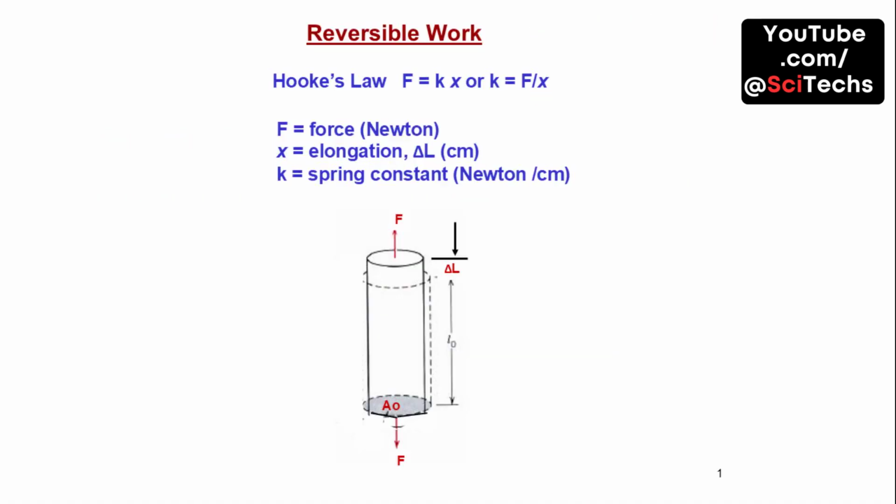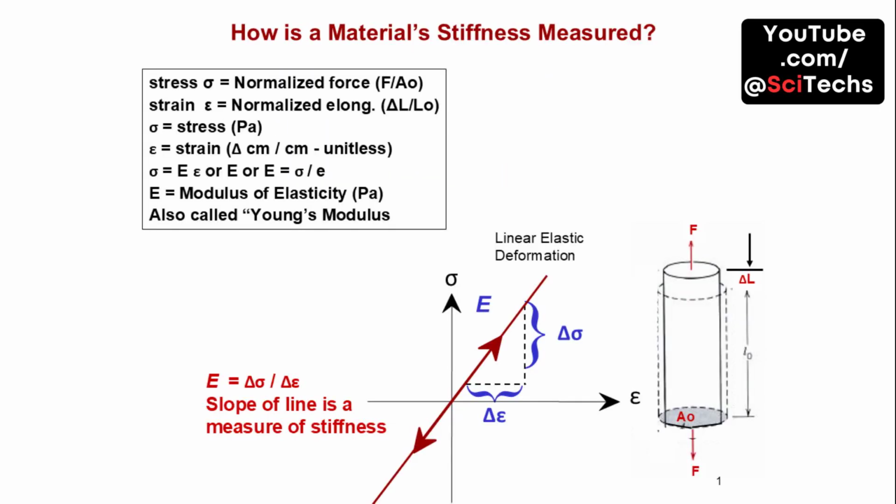Hooke's law states that force is proportional to elongation, represented by F equals kx or k equals F/x. This relationship helps us comprehend how materials respond to applied forces. Material stiffness is measured using stress and strain. The slope of the stress-strain curve, known as Young's modulus, indicates the stiffness of a material. This concept is vital for determining how materials deform under load.